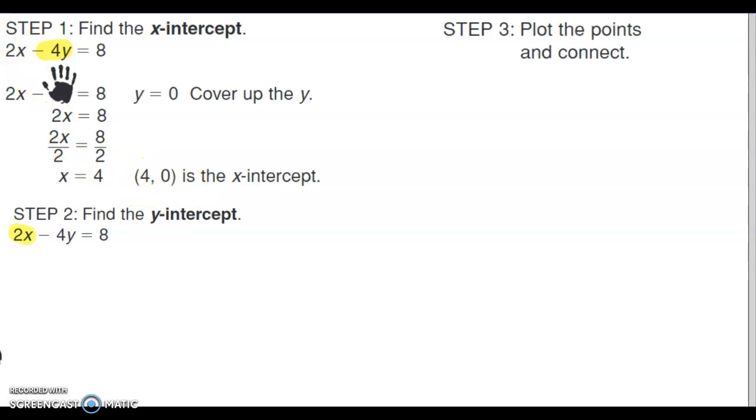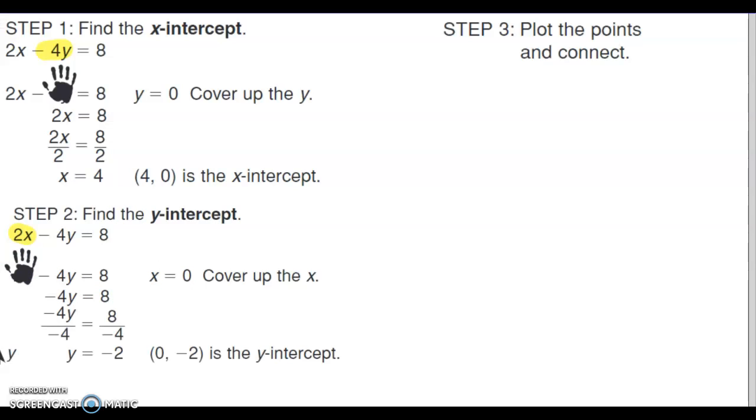Step two, we're going to find the y-intercept. We're going to cover up the 2x like so. And then we're just going to work with negative 4y is equal to 8. So we divide by negative 4, and you get negative 2. So when x is 0, y is negative 2.